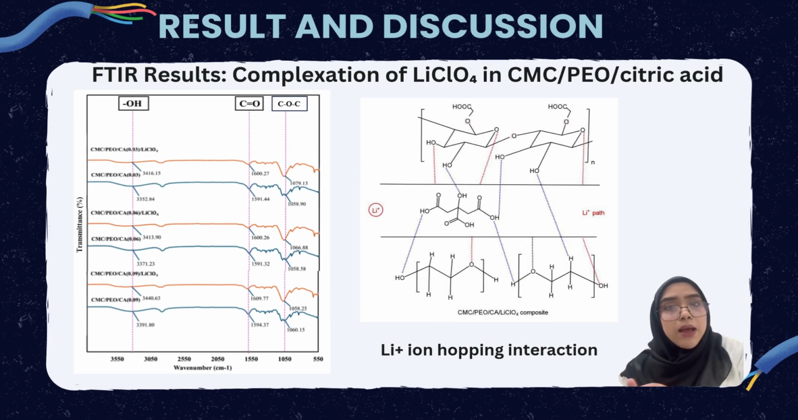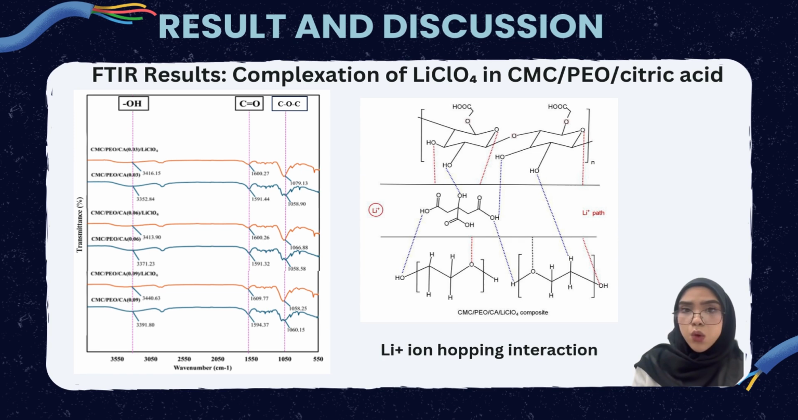Okay, here are the FTIR results for the complex sample consisting of LiClO4 in CMC, PEO and citric acid. We can see shifting at OH, COO and COC. OH and C=O have a significant shift due to the effect of Li+ ions with the hydroxyl group and carbonyl group.